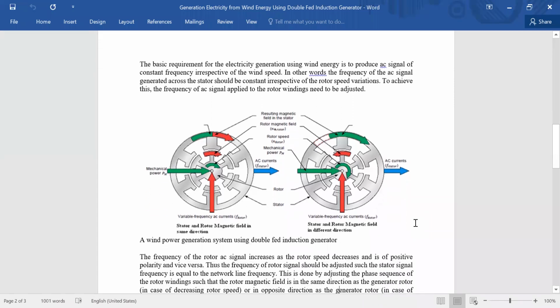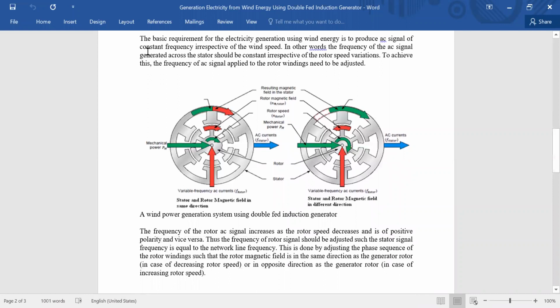So wind power generation uses a double fed induction generator, because here the stator and rotor magnetic fields are rotating in the same direction, and here the stator and the rotor magnetic fields are rotating in different directions. So this is wind power generation using a double fed induction generator. Whatever the frequency of the rotor AC signal, it will increase as the rotor speed decreases, because N equals 120 F by P.